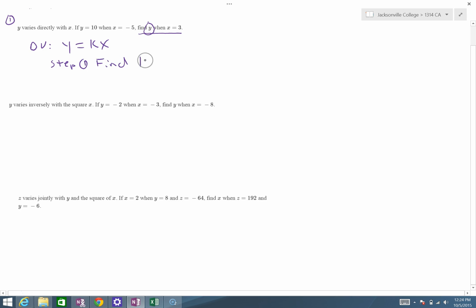Step 1, find that value k. Instead of writing y equals kx, I'm going to use the value they give us. It says y is 10 when x is negative 5. So instead of y equals k times x, I am substituting in place of x negative 5, in place of y 10. So 10 equals k times negative 5. All I did was take my form y equals kx and substitute the y that I knew and the corresponding x. This is going to allow me to find k. Dividing both sides by negative 5, k is 10 divided by negative 5, which is negative 2. That's my value k. That's my constant of proportionality.